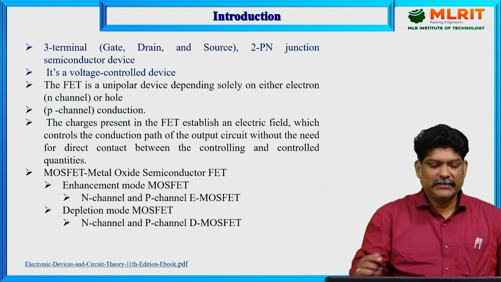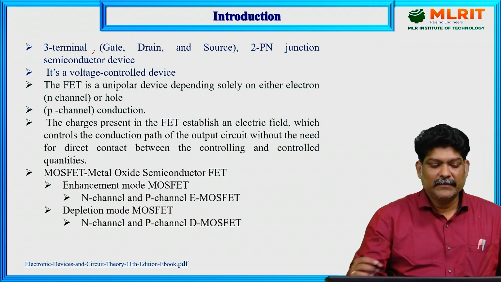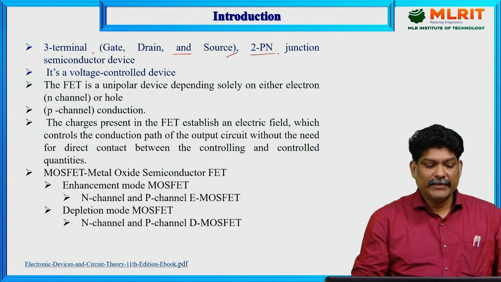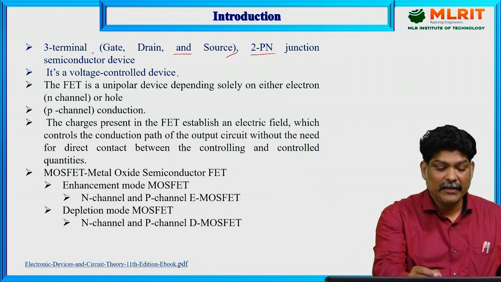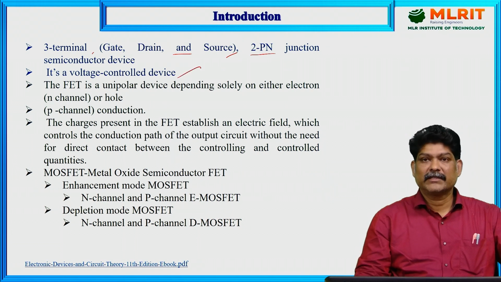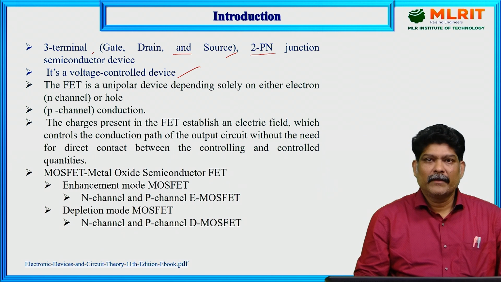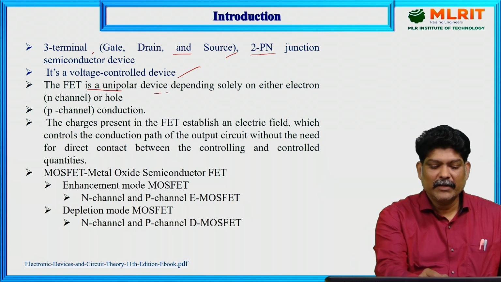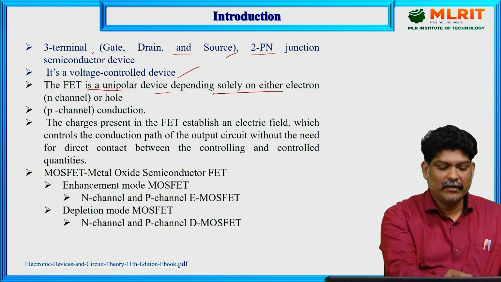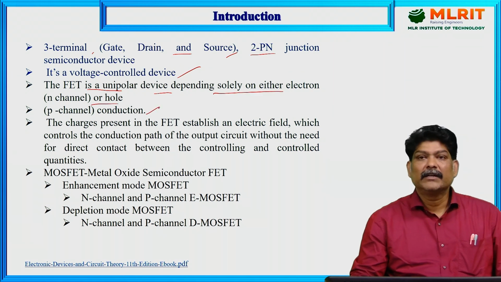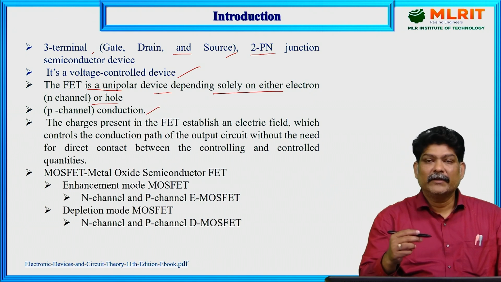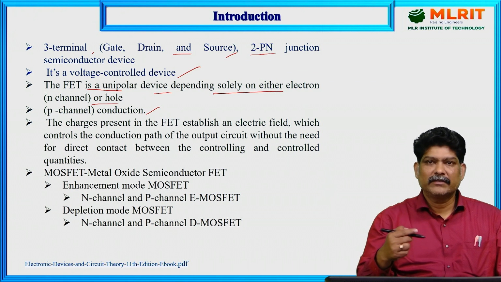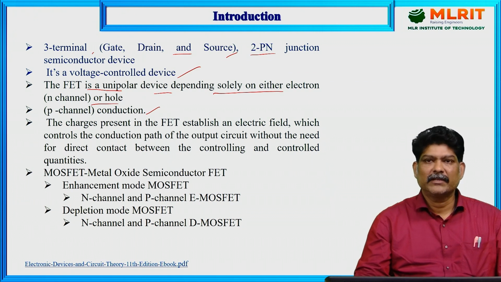MOSFET is a 3-terminal device. It has gate, drain and source as the 3 terminals, and it is a semiconductor device with 2 PN junctions. It's a voltage control device. Just like the FET, the field effect transistor, the MOSFET is also a voltage control device. FET is a unipolar device depending solely on either electrons or holes. Here, for P-channel conduction, if the channel is P-type material, then the conduction is due to holes, and we call it a P-channel FET.